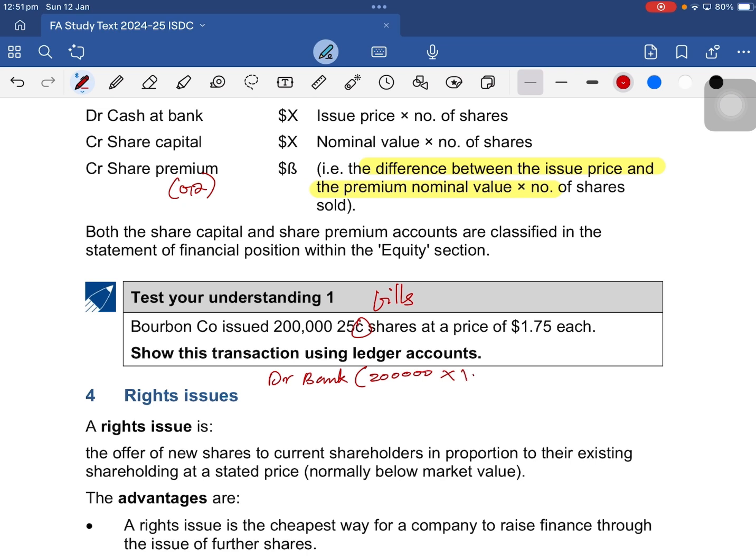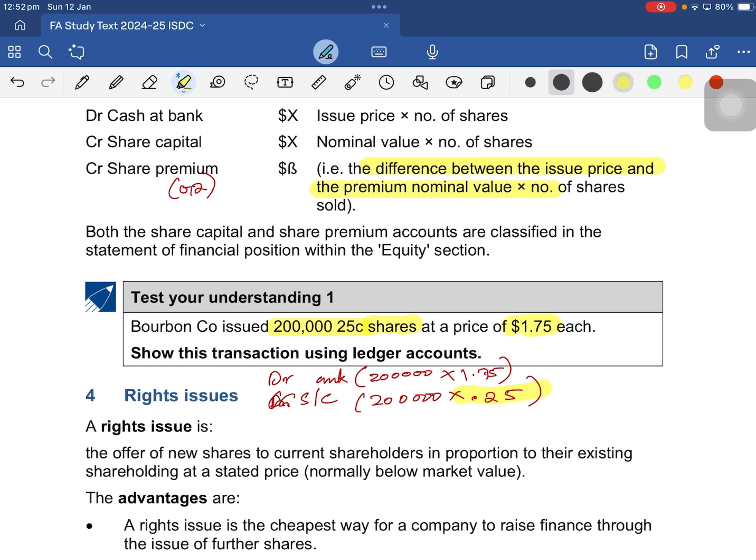So here it is 1.75 because you are selling it for that much, and you're going to credit share capital. For share capital you are getting 200,000 times the nominal value, which is 0.25. Clear? Because the nominal value is only 0.25. See, 200,000 shares of 25 cents, but priced at 1.75. Understood, no? And I have already told you, for share capital you just take the nominal value. That's it. Clear?